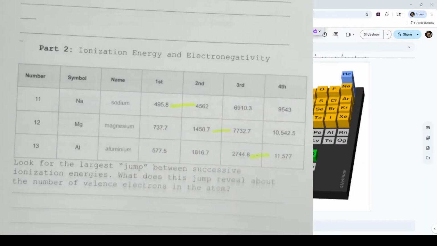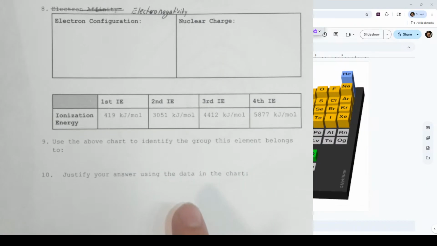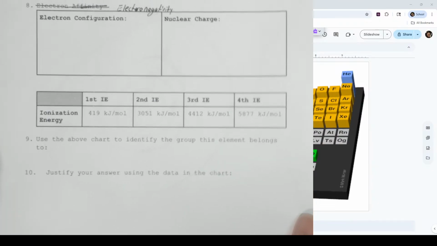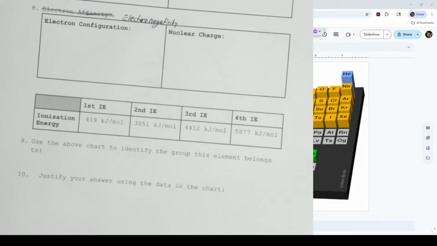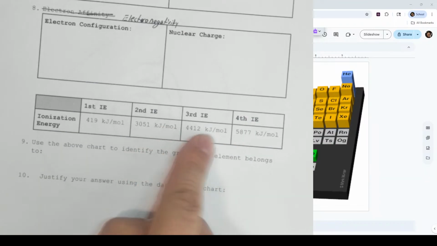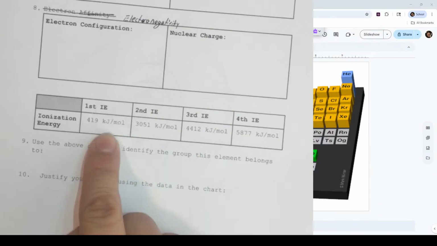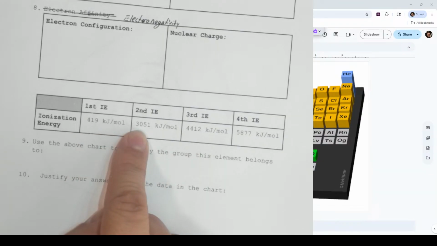So let's go to our chart on our practice test and try to answer this. This is directly similar to a question you will have on the test, and be able to justify. I have a first ionization energy of 419, and then a second ionization energy of 3,000. That is already a pretty big jump. And then if I look at the jump between the second and third, it's not as much, right? This is a 1,400-ish difference, and this is a 2,500 kilojoule difference.